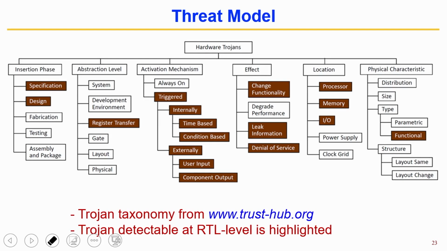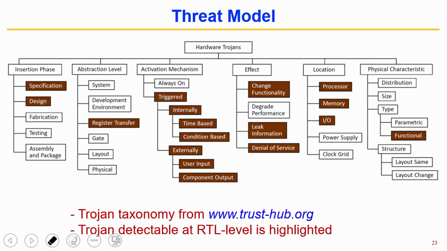In this example, if somebody is giving you a Trojan detection tool at the RTL, register transfer level, or the high level, then the likelihood these are covered. What am I showing? There is a web page called trusthub.org. If you go there, you can look at it now. It will give you sample Trojans in different categories. For example, where the Trojan got inserted: during specification, design, fabrication, testing, assembly, and at what abstraction level the design is, though there might be some overlap.